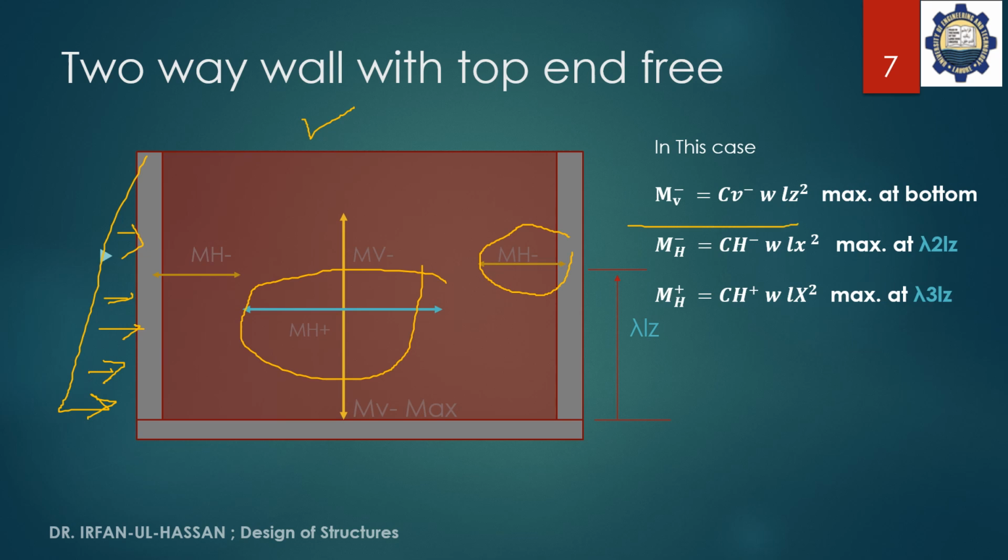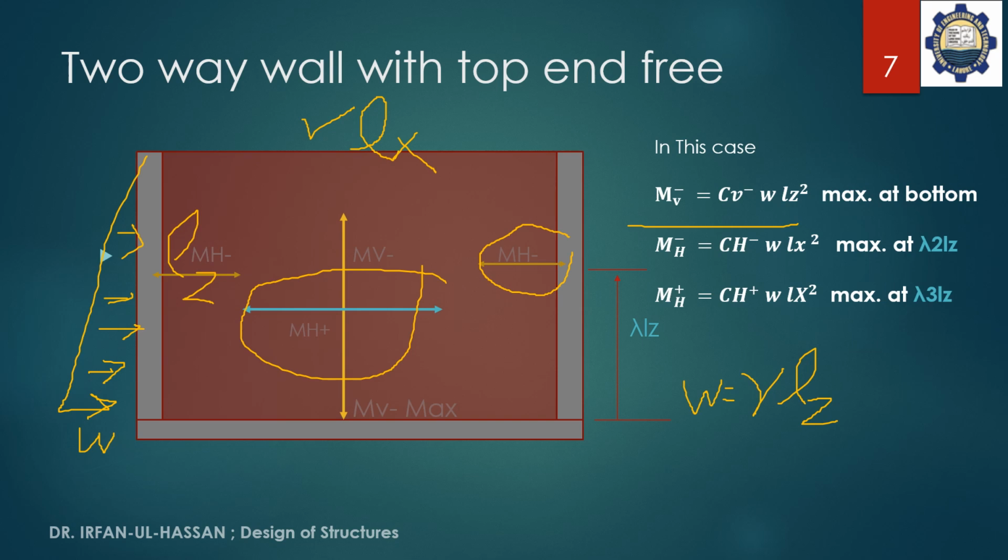MV negative is CV into W, where W is equal to gamma into LZ, the maximum UVL ordinate, and LZ is the depth of water or the depth of the wall. Sometimes it is equal, but we have to take it as the loading dimension where the UVL is acting. MH negative is CH negative into W into LX squared. LX is the horizontal dimension and LZ is the vertical dimension. So MH positive is CH positive, and where to see these coefficients?